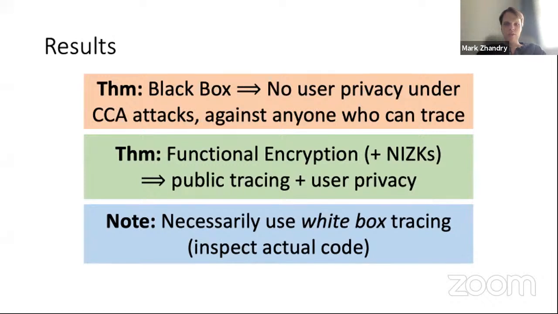We then complement this result by showing how to use functional encryption and non-interactive zero-knowledge proofs to build a scheme that maintains privacy even in the presence of chosen ciphertext attacks for honest users, but allows tracing against traitors. Because of our impossibility, such a result means that we need to use white box tracing, which means that we actually need to inspect the actual program code of the decoder rather than just viewing its input-output behavior.